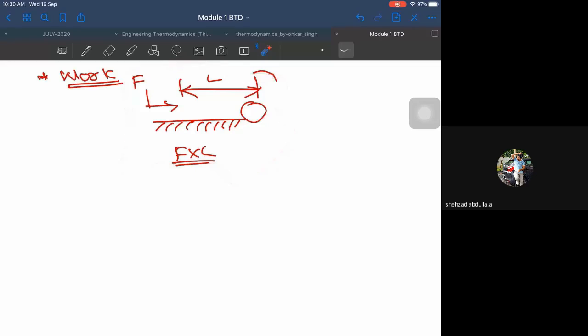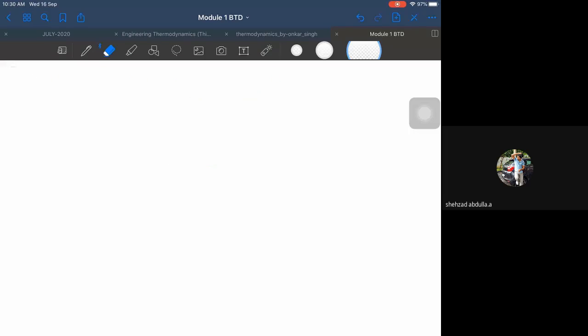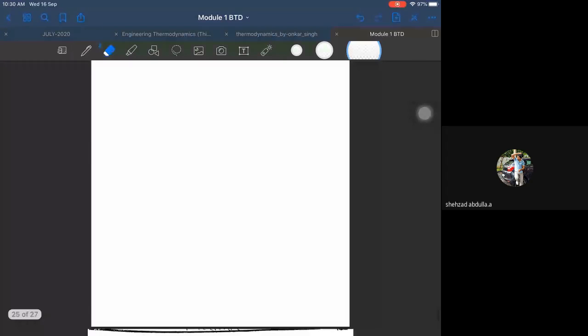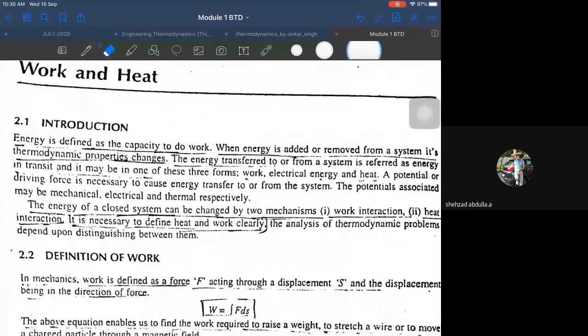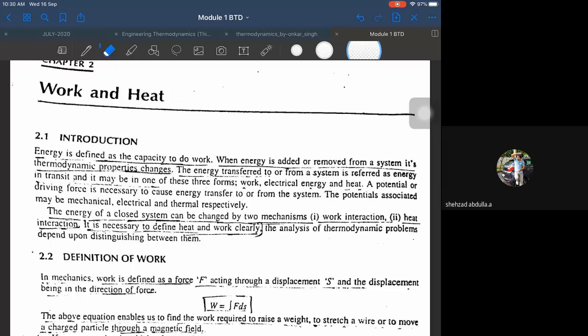So there is a concept of thermodynamic work also, which is not difficult but a little bit tedious to understand. Before we go in depth into the thermodynamic definition of work, I want you to take the basic introductory notes for it. So you can just take whatever I highlight.